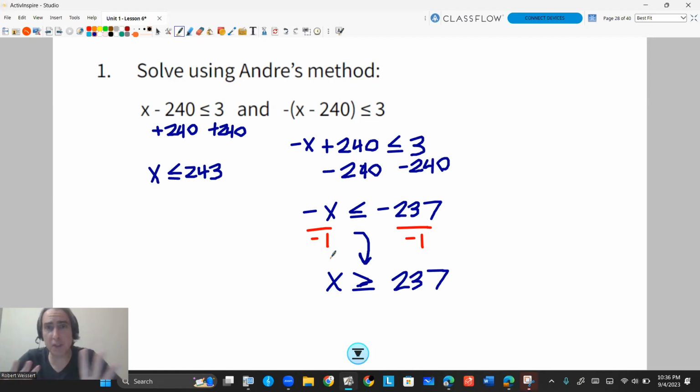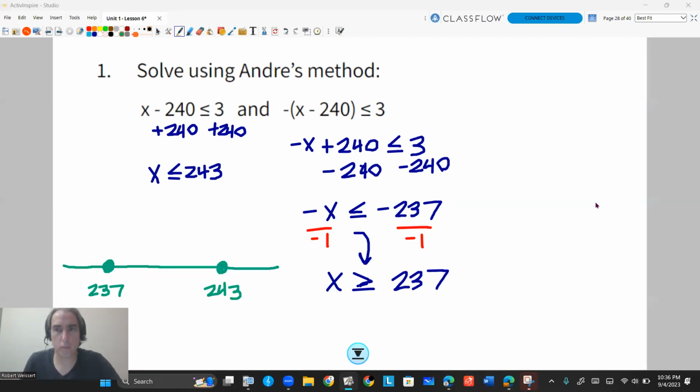Now we have 2 separate inequalities, and we've got to put them together. Well, how do we do that? Think of a number line. All right, I have 243. I want to represent x is less than or equal to 243. So I could shade to the left of 243. But then if you go over here, it says x is greater than 237. So if I continue that, well, that works for this part.